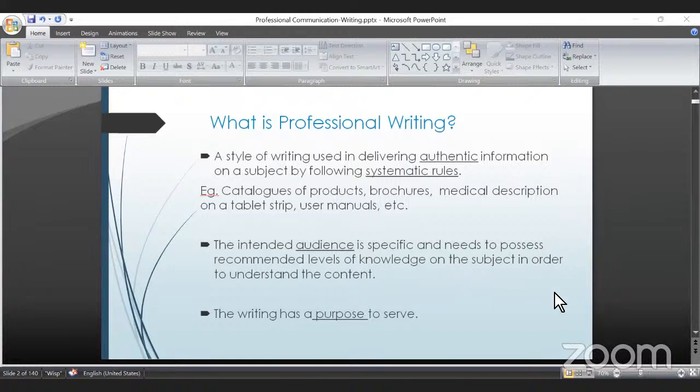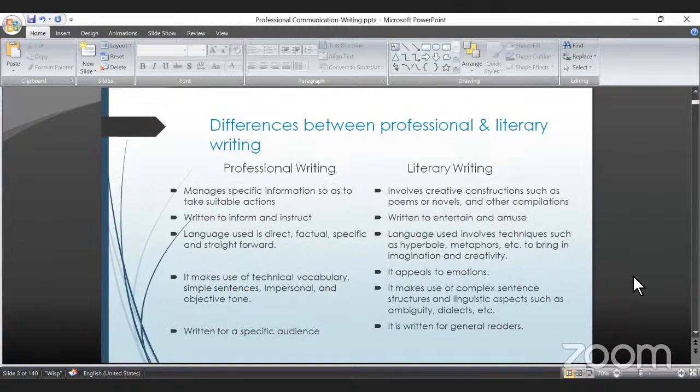And then the last part, purpose, right? Nothing becomes professional in nature, whether it is writing or anything else, unless it has a clearly defined purpose, right? So all of this basically is what I have discussed with you in the introduction part.